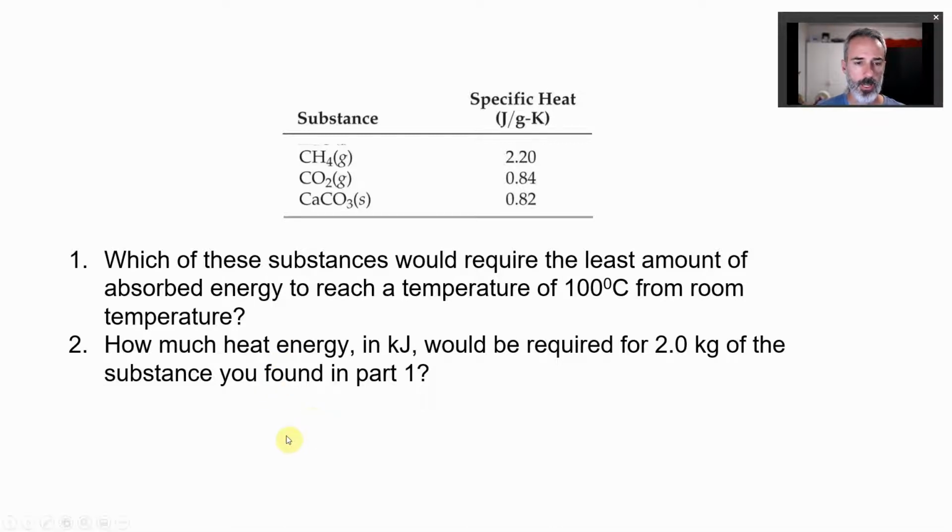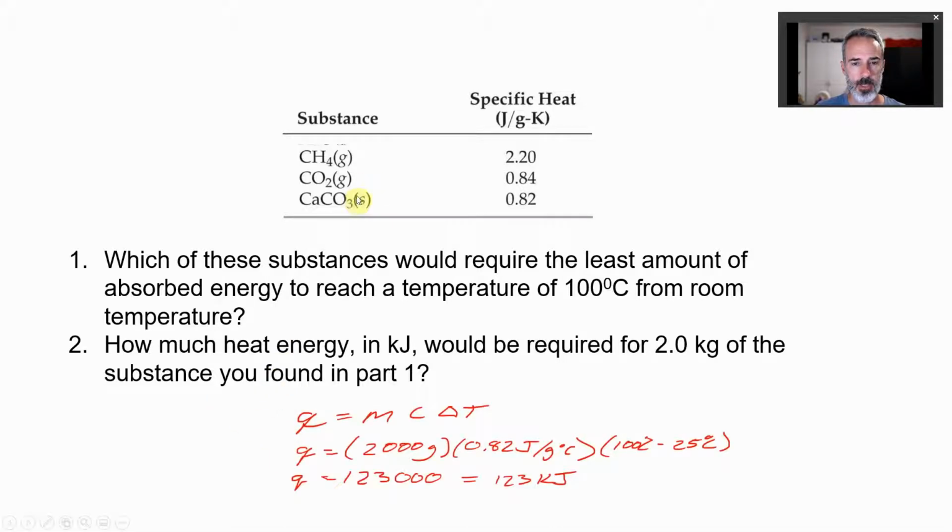Okay, so here's what I got. Since calcium carbonate has the smallest specific heat, it requires only 0.82 joules per gram. Ooh, they're using gram Kelvin instead of degrees Celsius, but we know it's the same thing. Anyway, it requires the least amount of heat to go up by 1 degree Celsius, and so therefore it should require the least amount of heat to get up to 100.